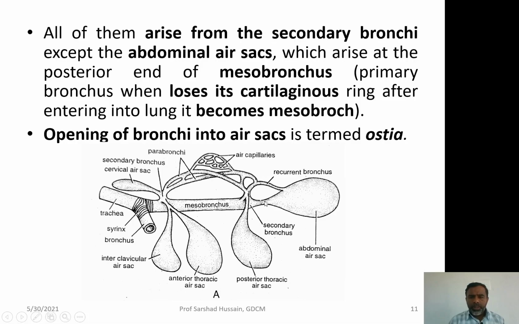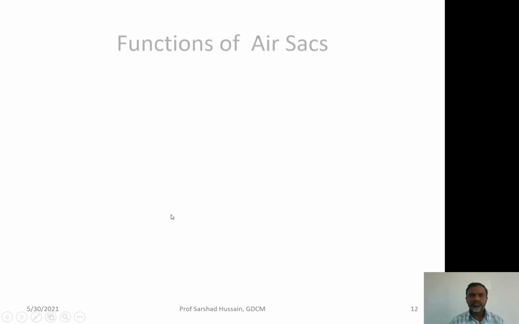Now, the opening of this bronchus into the air sac is called the ostia. So you may see this may be ostia, this may be ostia, this may be ostia, and this may be ostia.